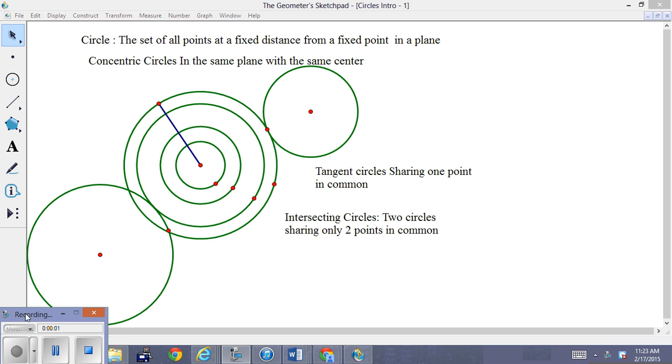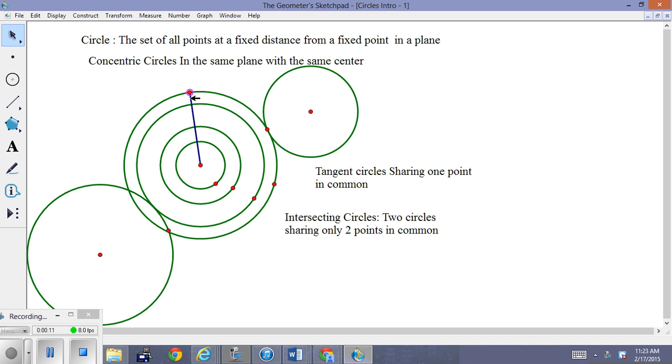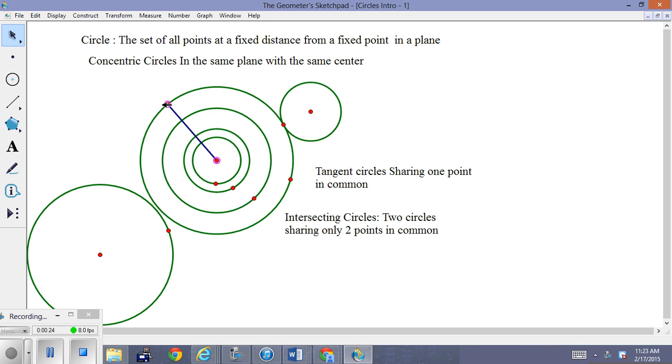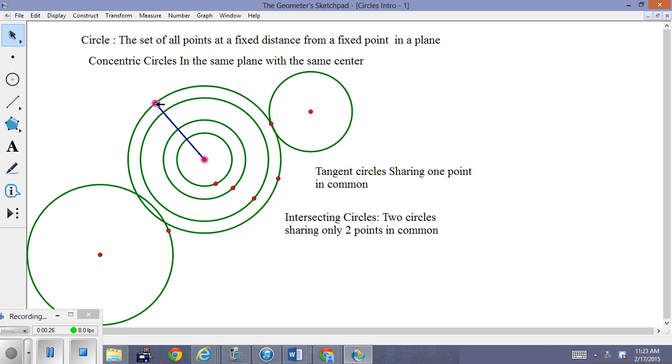All right, guys. In this video, we're going to start talking about some of the topics in circles and some of the terminology we use in circles. Here we can see some circles. A circle is the set of all points a fixed distance from a fixed point. Here's the fixed point; that's the center. Here's the fixed distance; that's the radius. That's the fixed distance from a fixed point in a plane.